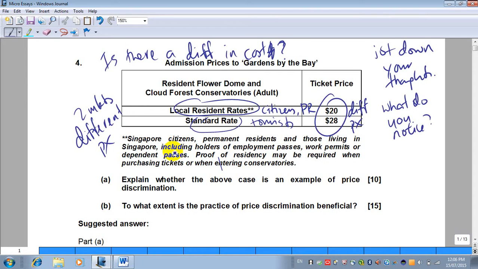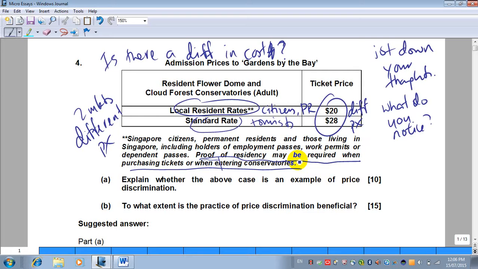Just to emphasize, the Singapore citizens, the PRs, and those living in Singapore over a long period of time will enjoy the local resident rates. All other people, like the tourists, would be enjoying the standard rate. And this is something that I think stands out to me: the proof of residency may be required when purchasing tickets or when entering conservatories.